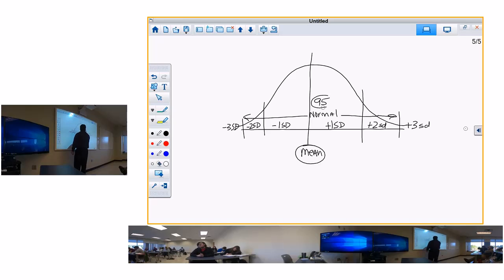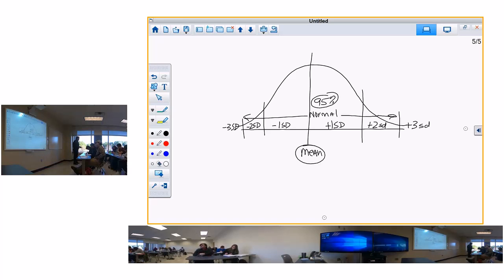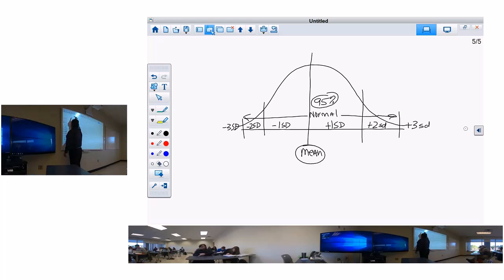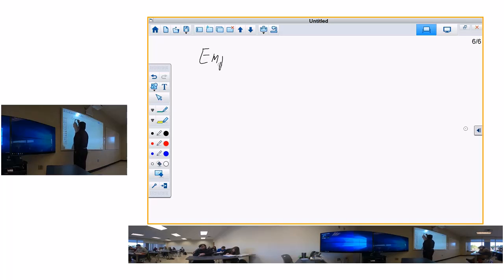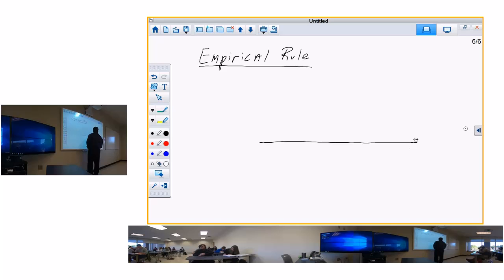Now, I want everybody to look up in their book, empirical rule. The empirical rule is very, very, very important. I want everybody to look it up. I don't know what page it's on, and I'm not going to go through that book right today, but the empirical rule is something that you need to remember or memorize, because it basically gives you the percentages that a lot of statistics is based on.